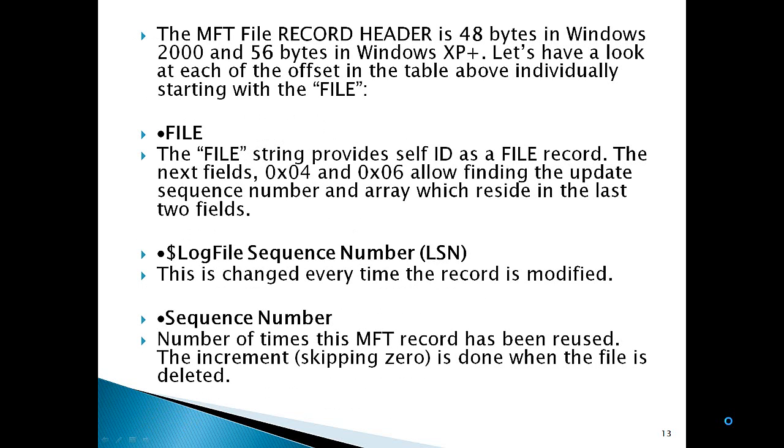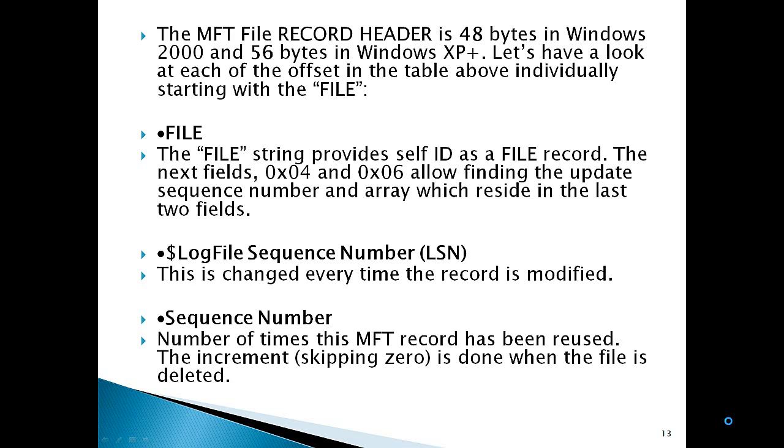So let's get into some more of the specifics. The MFT record header is 48 bytes in Windows 2000 and 56 bytes in operating systems past Windows XP. So for practical purposes, you might as well just consider 56 bytes because you're rarely going to get anything pre-Windows XP. So what we're going to do now is go through and look at each of the offsets in the table individually.